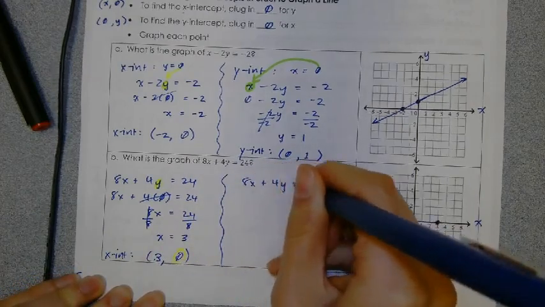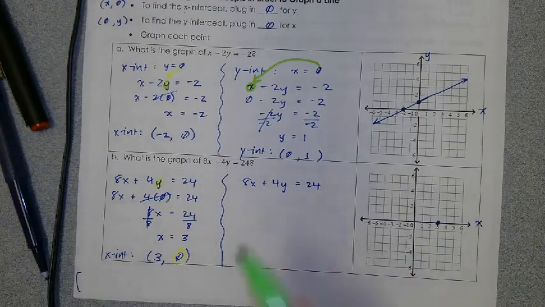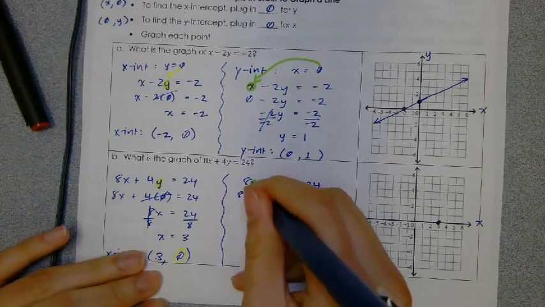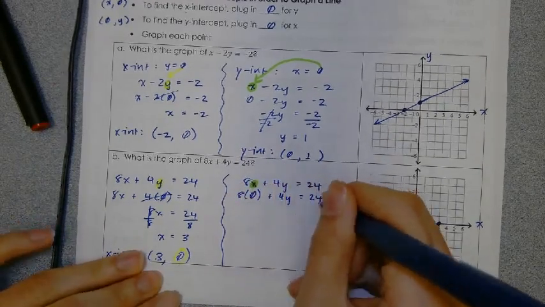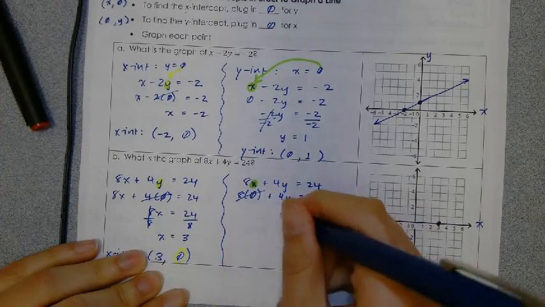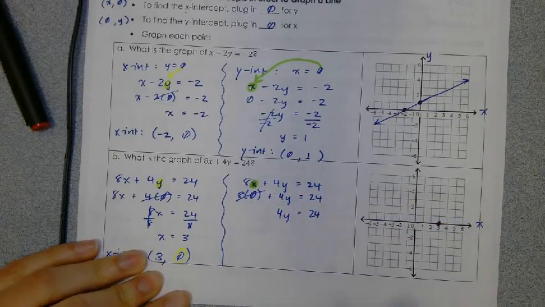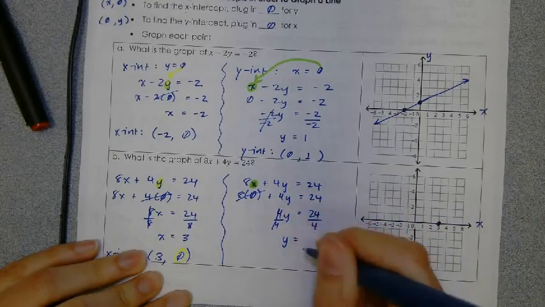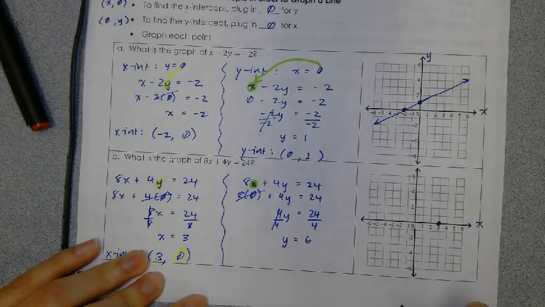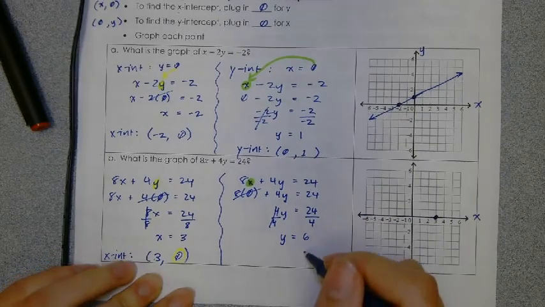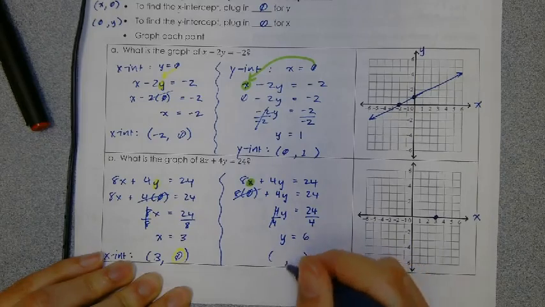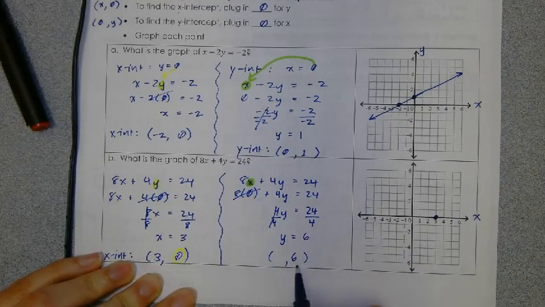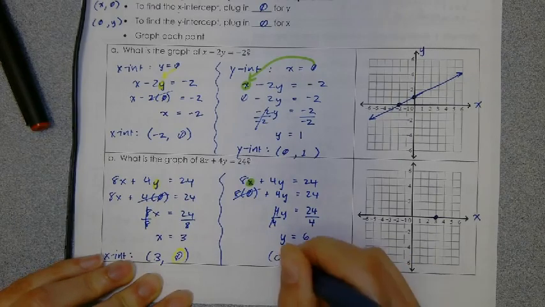Okay. Same problem, same equation. I'm going to copy it here, and this time I'm going to replace my x value with 0. Anything times 0 eliminates. I get 4y equals 24. I'll eliminate that coefficient by dividing, and I get y equals 6. Remember, this is part of an ordered pair. This is a y value, so it's going to go in the y position. My x, of course, was 0.